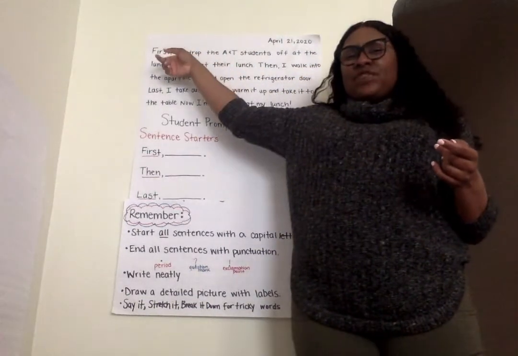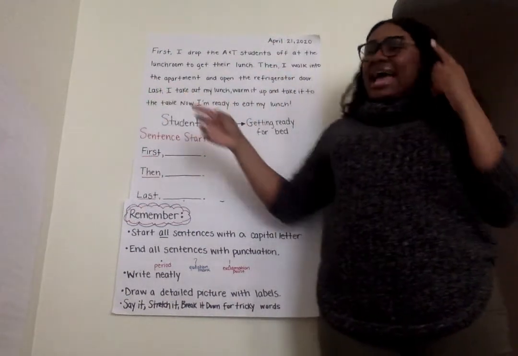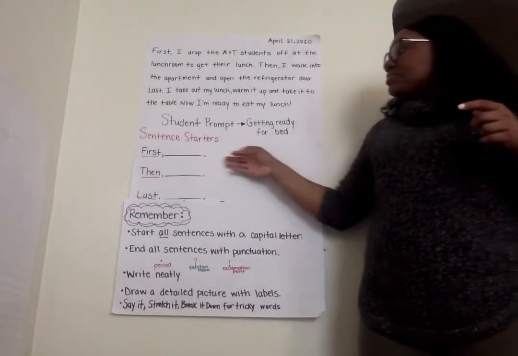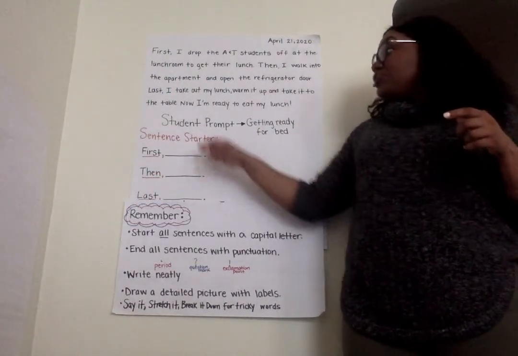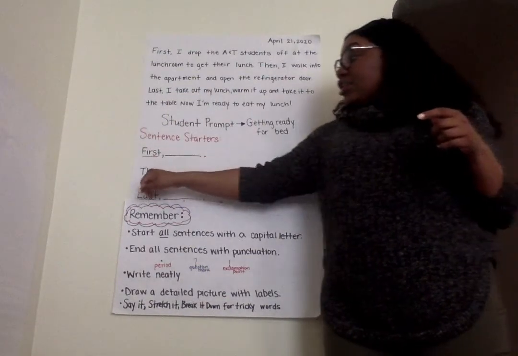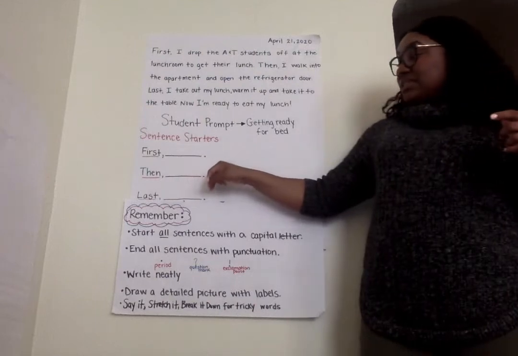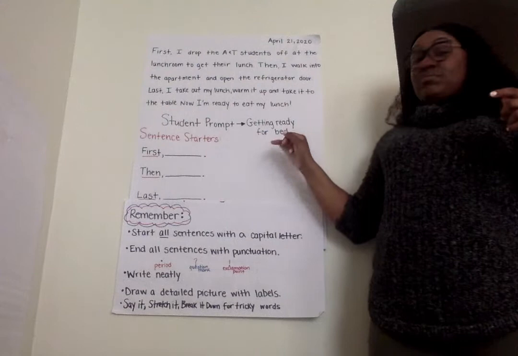So think about the things you do when you're getting ready for bed. Think about what you do first. Think about what happens next. And then think about what you do last when you're getting ready for bed. Then you're going to use these sentence starters to help you write your story, just like I did. You're going to write first and tell me what happens first. You're going to write then, tell me what happens next. And then you're going to write last and tell me what happens last when you're getting ready for bed.